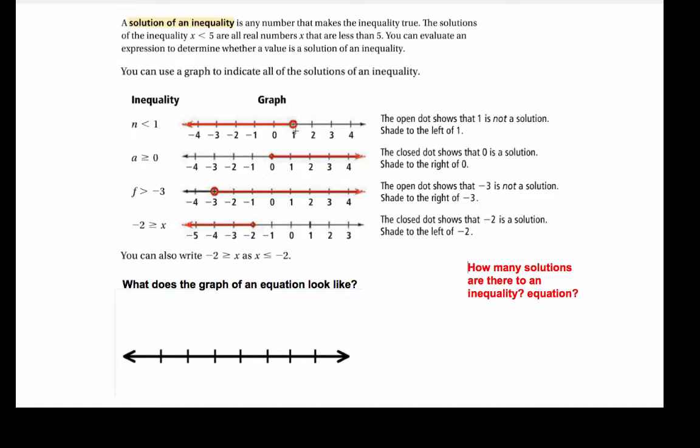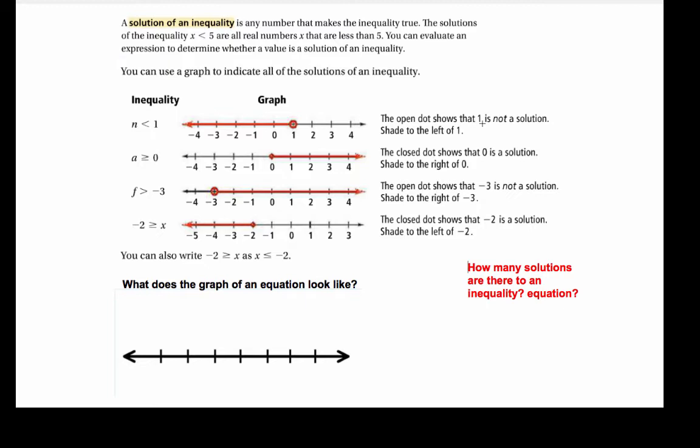We have an open dot, or a circle, at 1 and an arrow going to the left. Remember, on a number line, if we're at 1, everything less than 1 is to the left, everything greater than 1 is to the right. So since this is n less than 1, we want everything to the left of 1 to be on our graph, if you will. So we have the number line, but the actual graph is what's in red.